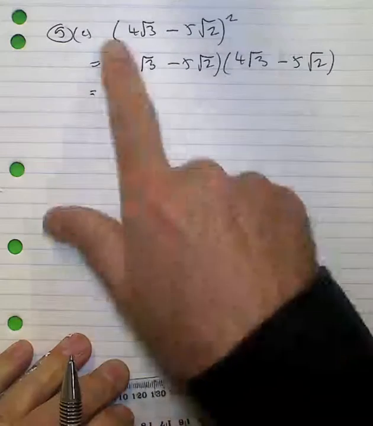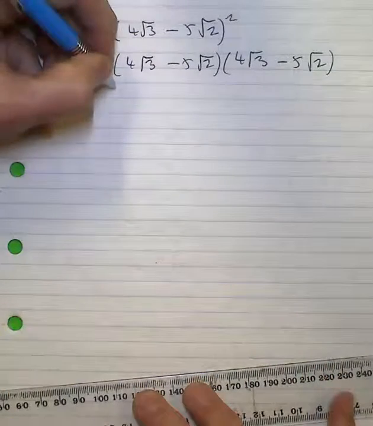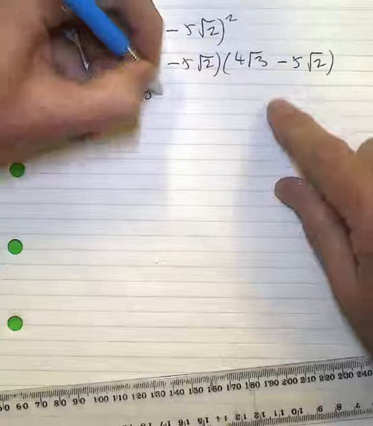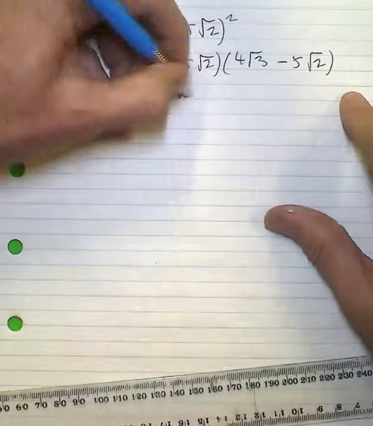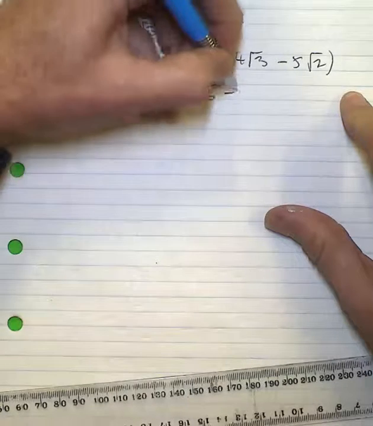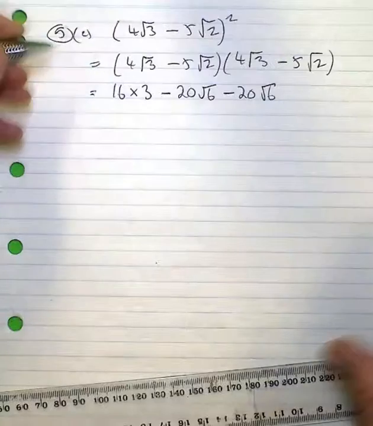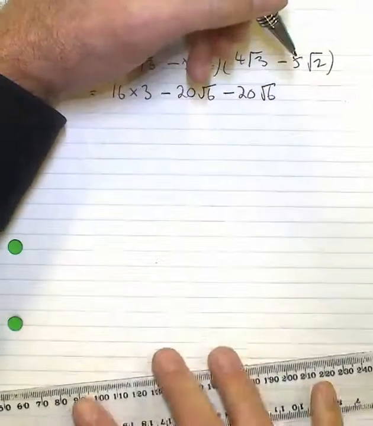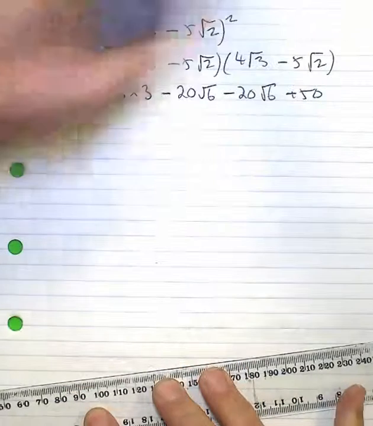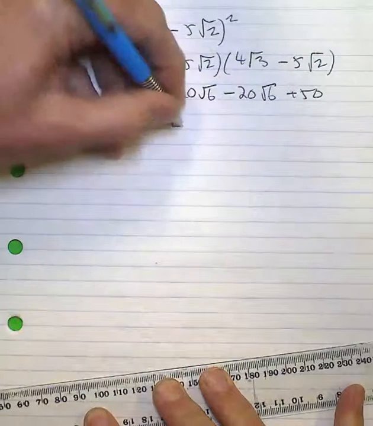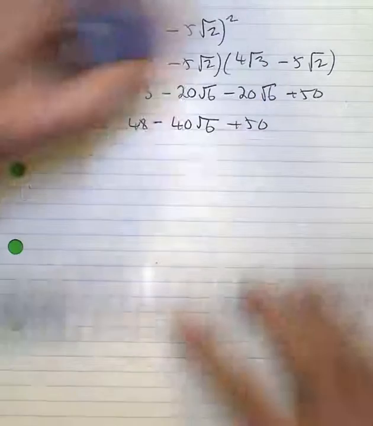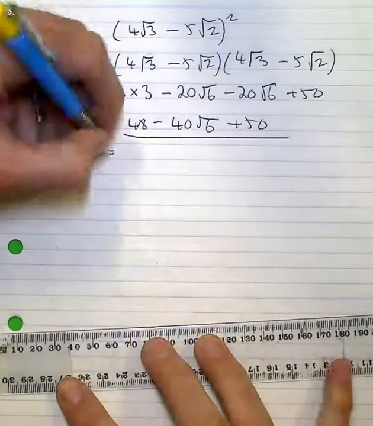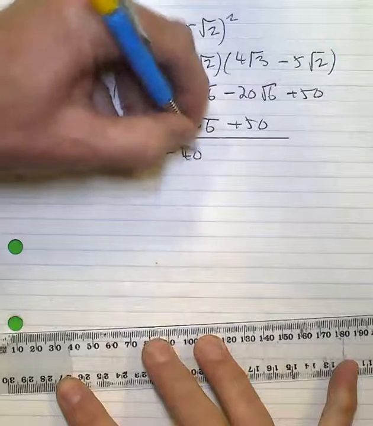In 5C, I've written that out in the expanded form. So it'll be 16 times root 3 by root 3 is 3, minus 20 root 6, minus 20 root 6, can't simplify that, but 25 lots of 2, 2 times 25 is 50, so I'll have 48. Take 40 root 6 plus 50 as my answer, which of course I should have written as 98. Take 40 root 6.